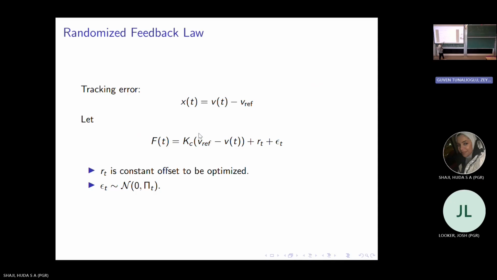We will design it in this form: a feedback gain K times x, which is the tracking error, plus some r, which highly depends on model predictive control, because this will help us to enforce constraints on our system. And since we are considering a disturbance, the wind, in our system, we will also design a randomized disturbance here. It will follow a normal distribution with zero mean and covariance pi.